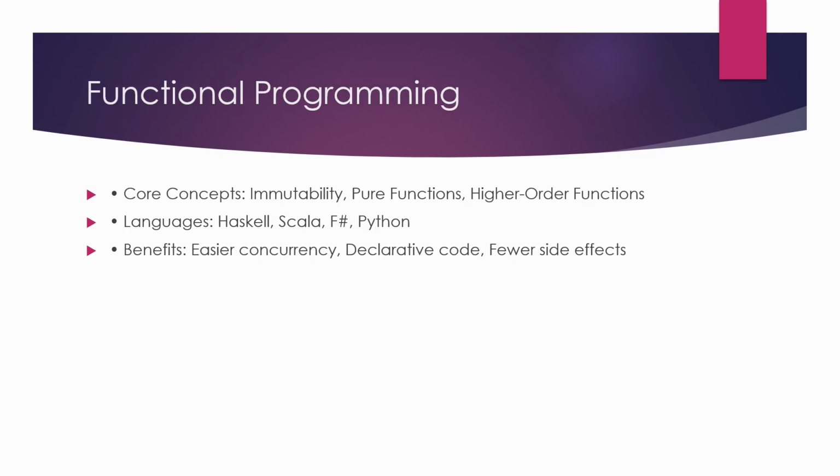Functional programming has gained significant traction in recent years. With its core principles of immutability and pure functions, functional languages like Haskell, Scala, and F Sharp help reduce side effects, making concurrency easier to manage. Languages like Python have also adopted functional features, making functional programming more accessible to a broader audience.